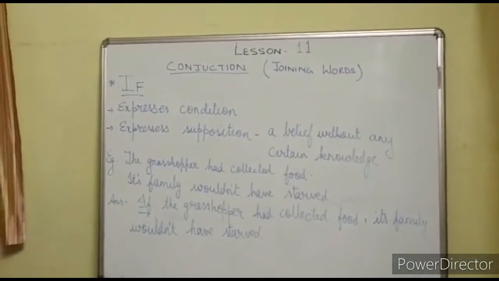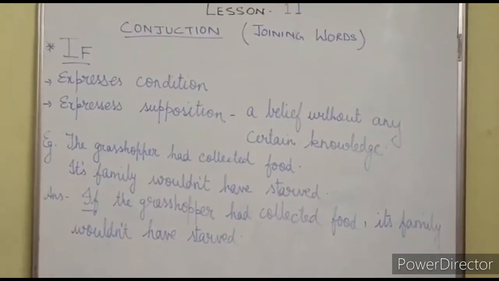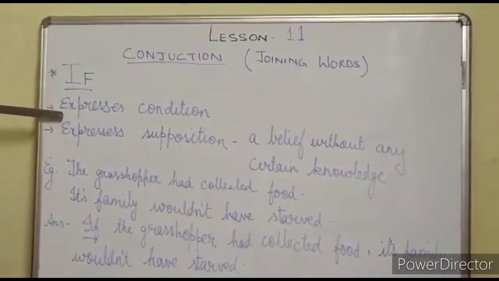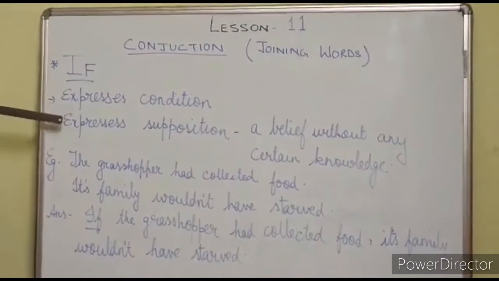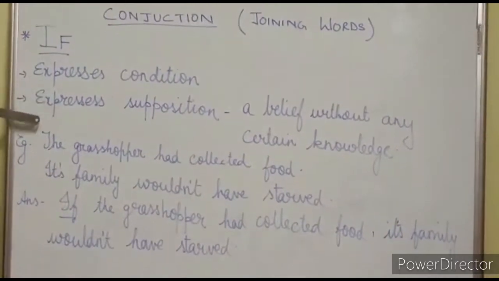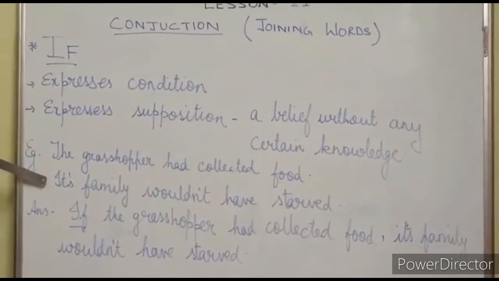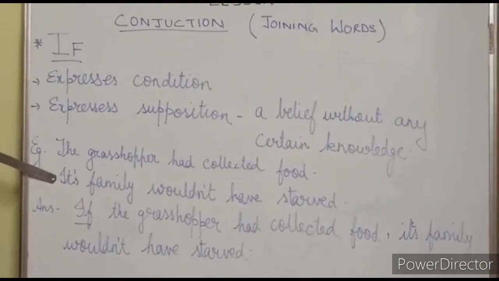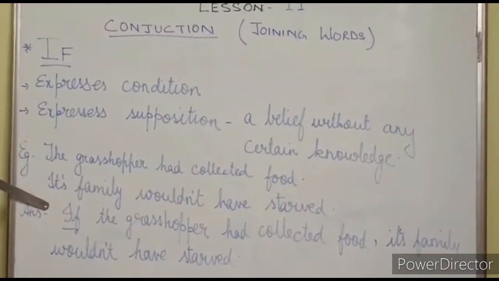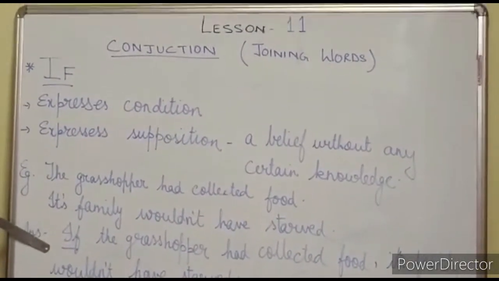Now students, have a look at it once again. The last is if. Where we are using if, it expresses condition or it expresses supposition, that means a belief without any certain knowledge, as I told you. The example, the grasshopper had collected food, sentence number 1. Its family wouldn't have starved, sentence number 2. Now we are joining it with if. If the grasshopper had collected food, its family wouldn't have starved. So it is a condition.